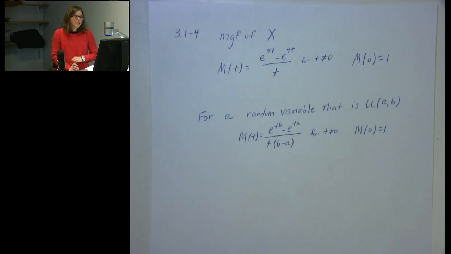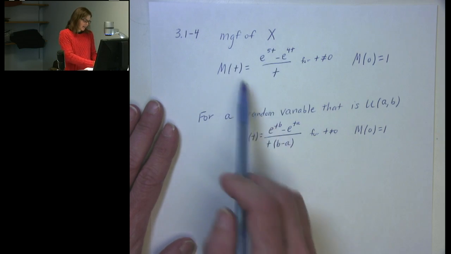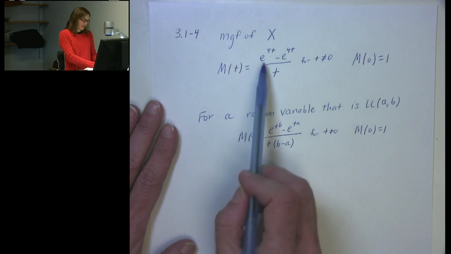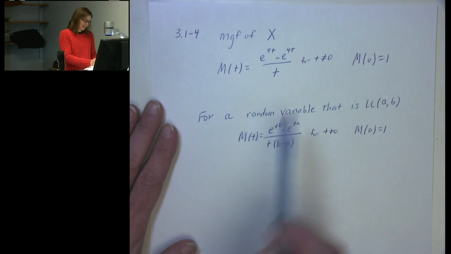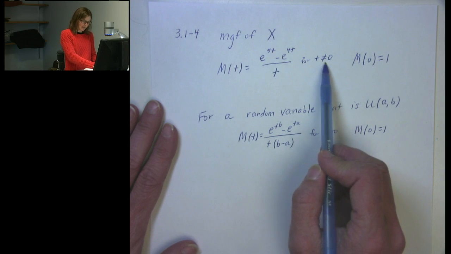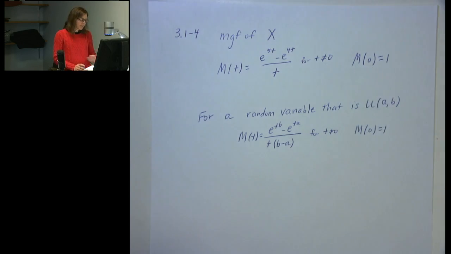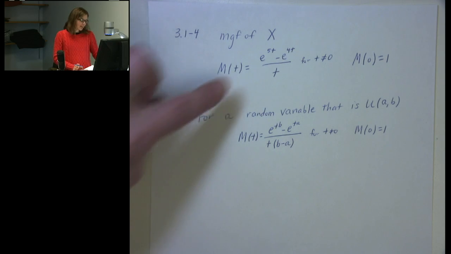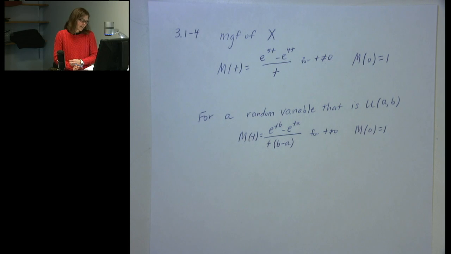There was a question on the discussion board about 3.1-4, where you're given the moment generating function of random variable x, and are told that the moment generating function is e to the 5t minus e to the 4t divided by t for values of t not equal to 0, and it's equal to 1 when t is equal to 0. The question that came up had to do with trying to take derivatives of this moment generating function to find the mean and the variance.